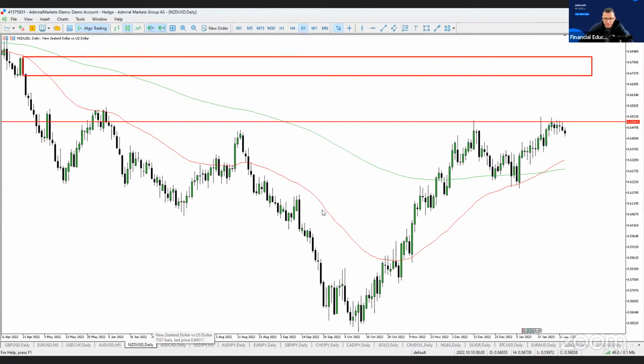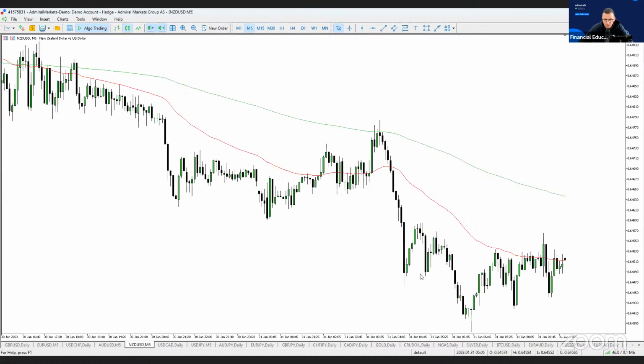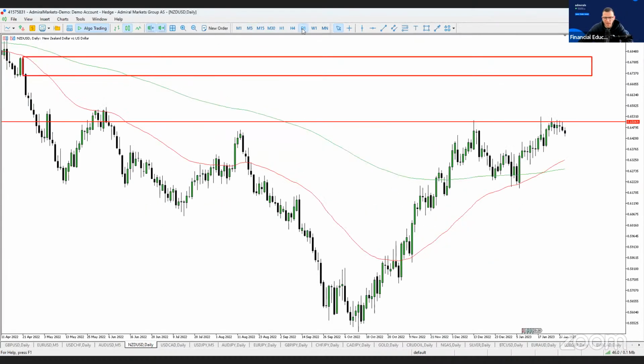New Zealand against the US dollar. At this resistance area, we ideally would like to sell it, but it looks like there are more clear pairs. Also, due to the spread, I would prefer to stay with the pound, with the euro, with the Australian dollar.